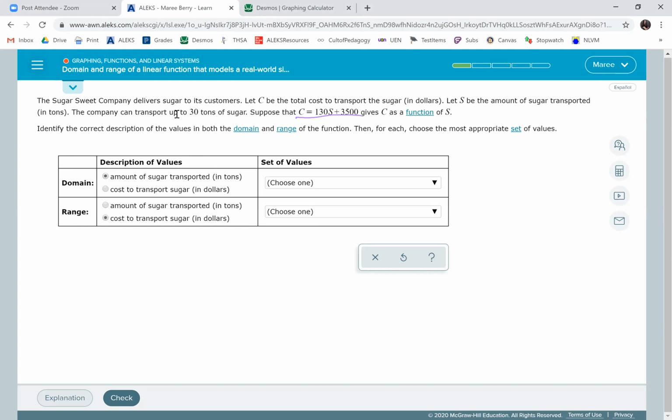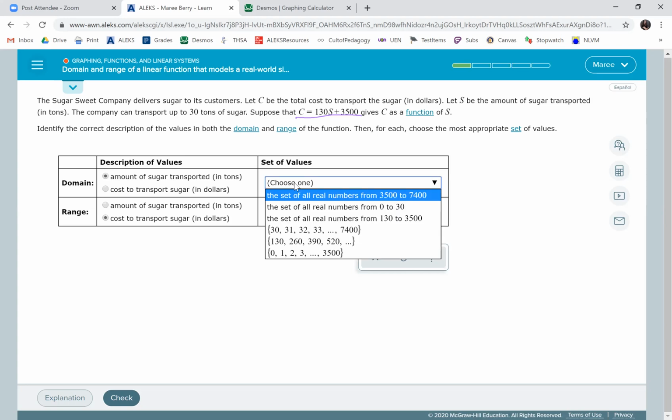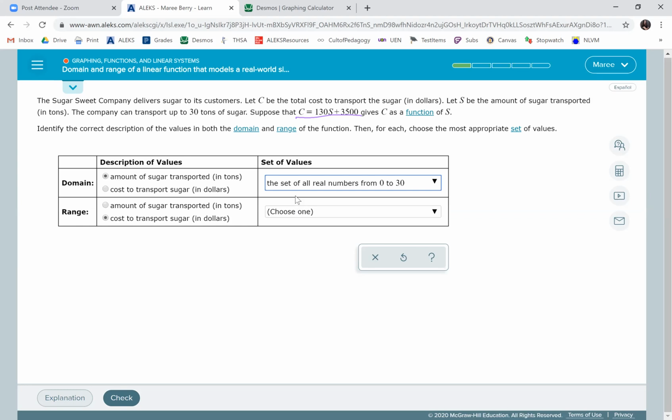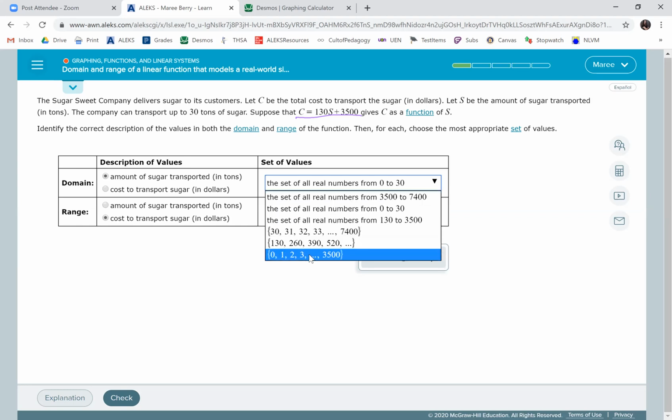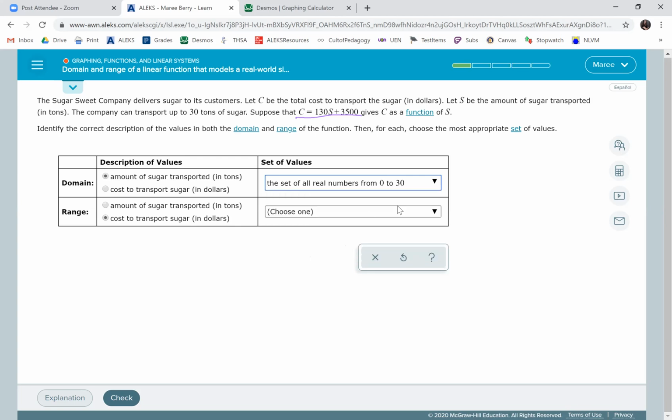Okay. So the Sugar Sweet company delivers sugar. The company can transport up to 30 tons of sugar. So we're going to go between 0 and 30. And yes, you can do parts of tons. So we don't want just counting numbers. Plus it goes up to 3,500. So we only want to go up to 30.